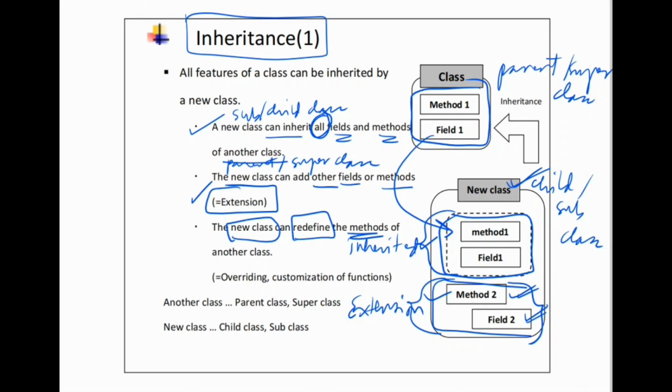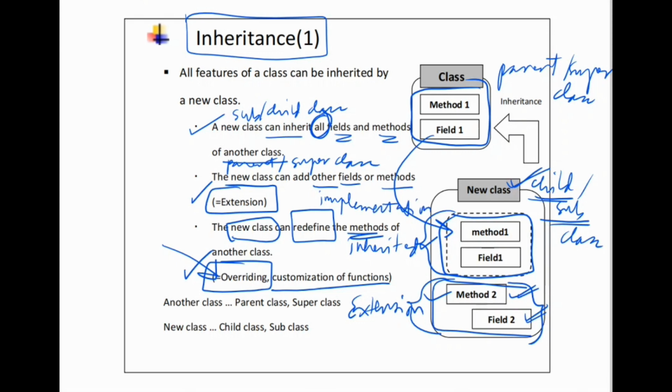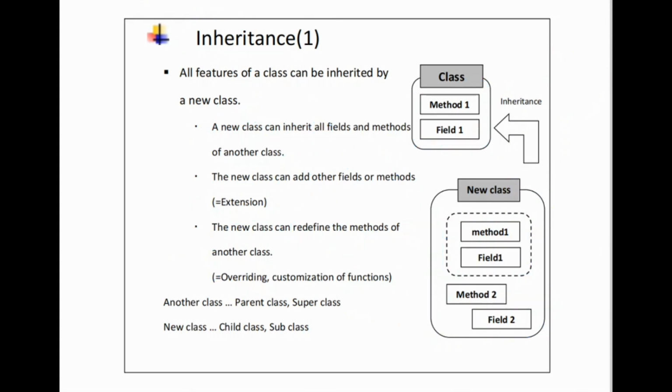And when the child or subclass redefines or revises the implementation of the inherited method, then we are employing what we call overriding. It's the customization of methods or functions. So once again, overriding is when the subclass or the child class revises, redefines, or changes the implementation of the inherited method. Say for example, this method from the parent class is void eat.